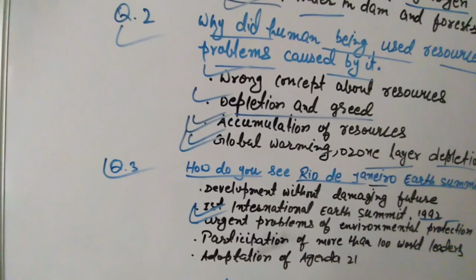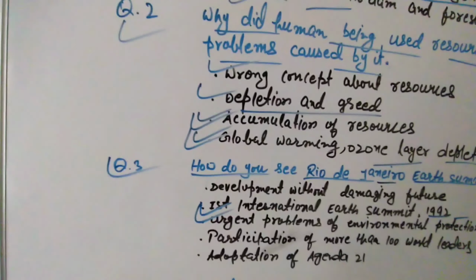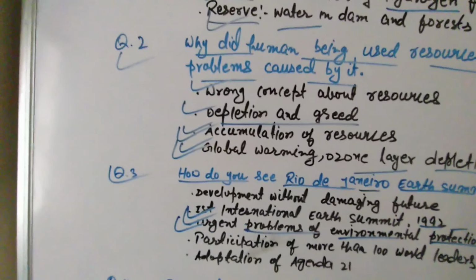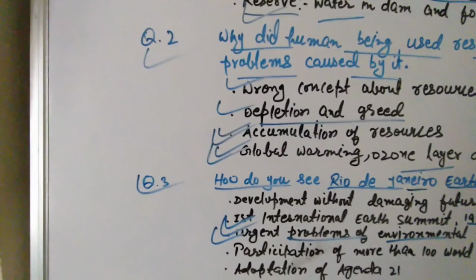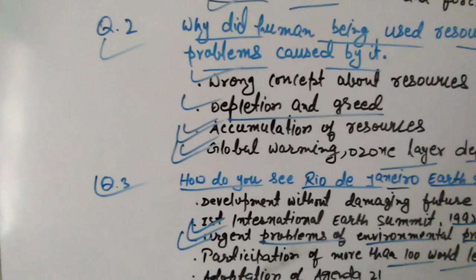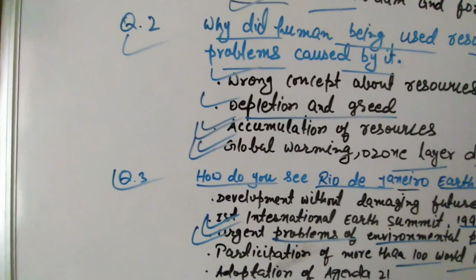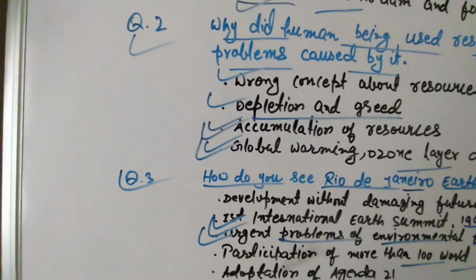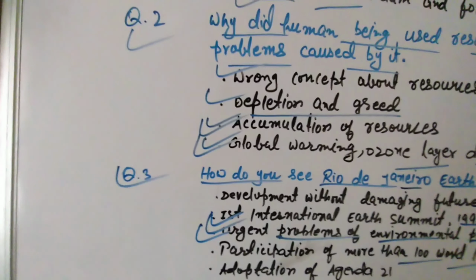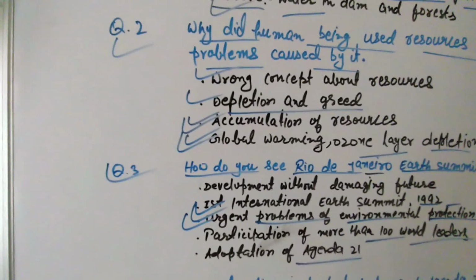So the first International Earth Summit was held in 1992, and that summit was held to discuss urgent problems of environmental protection. In that convention, organized by the United Nations, more than 100 world leaders participated, and they discussed various issues regarding environmental problems. They also decided to adopt Agenda 21 in that convention. Therefore, the Earth Summit of Rio de Janeiro is very, very important in the context of sustainable development.